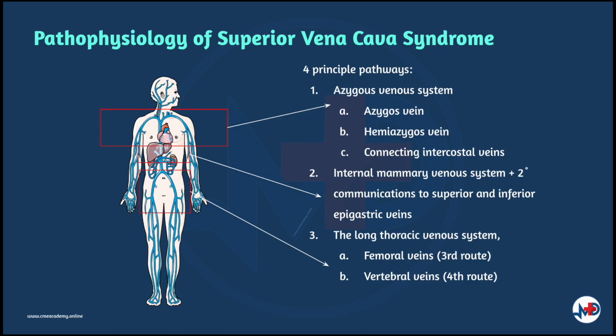An obstructed SVC initiates collateral venous return to the heart from the upper half of the body through four principal pathways. The first and foremost important pathway is the azygos venous system, which includes the azygos vein, the hemiazygos vein, and the connecting intercostal veins. The second pathway is the internal mammary venous system, plus tributaries and secondary communications to the superior and inferior epigastric vein. The long thoracic venous system, with its connections to the femoral veins, and the vertebral veins provide the third and fourth collateral routes, respectively. Despite these collateral pathways, venous pressure is almost always elevated in the upper compartment if obstruction of the SVC is present.